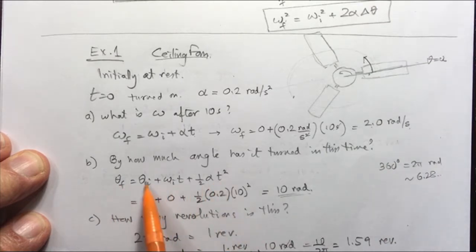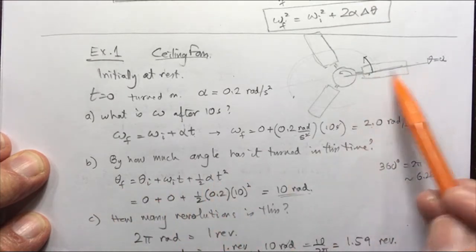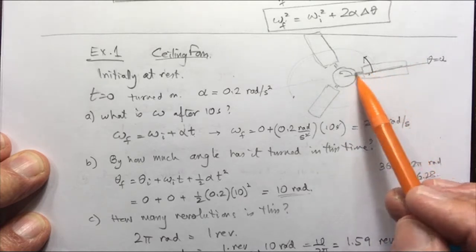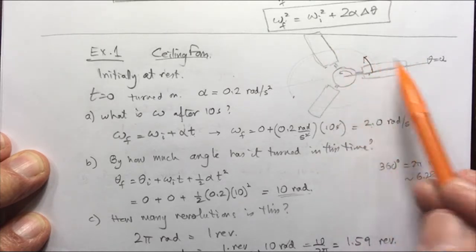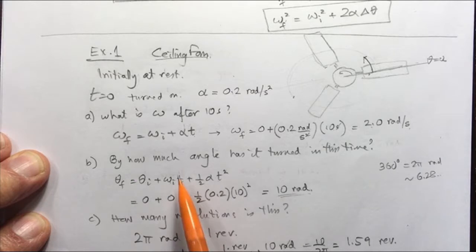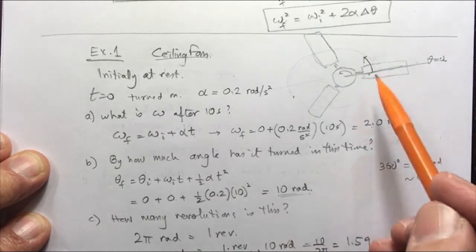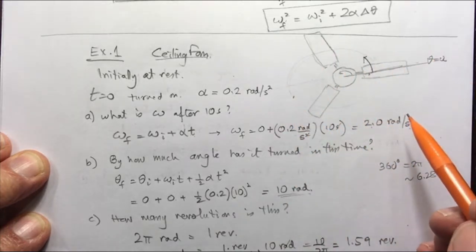and the theta initial we can take as 0. We can say wherever it started from for one of the wings, we can take that as 0. Initial speed was again 0, and we plug in the rest of the things and we get 10 radians. So it has turned by 10 radians.